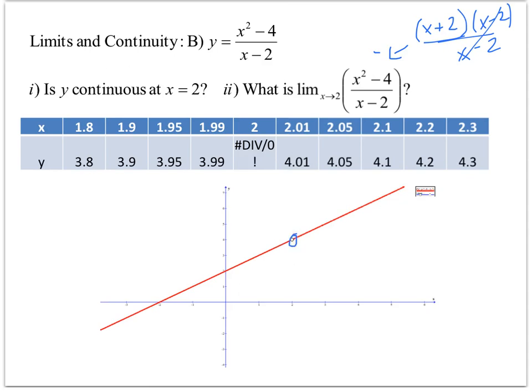It could care less. It cares what's happening near it. As I'm getting closer and closer to 2, the value of my function is getting closer and closer, and eventually it's getting to 4. And that's what the limit is saying.